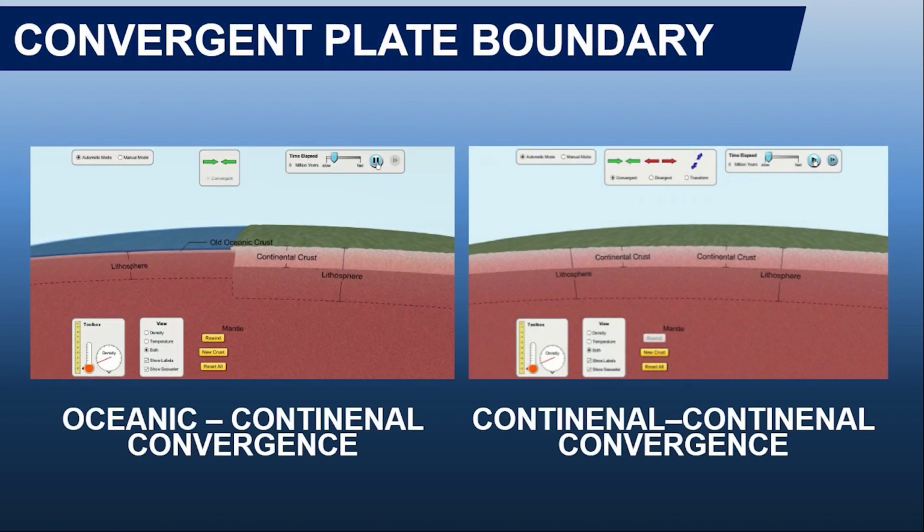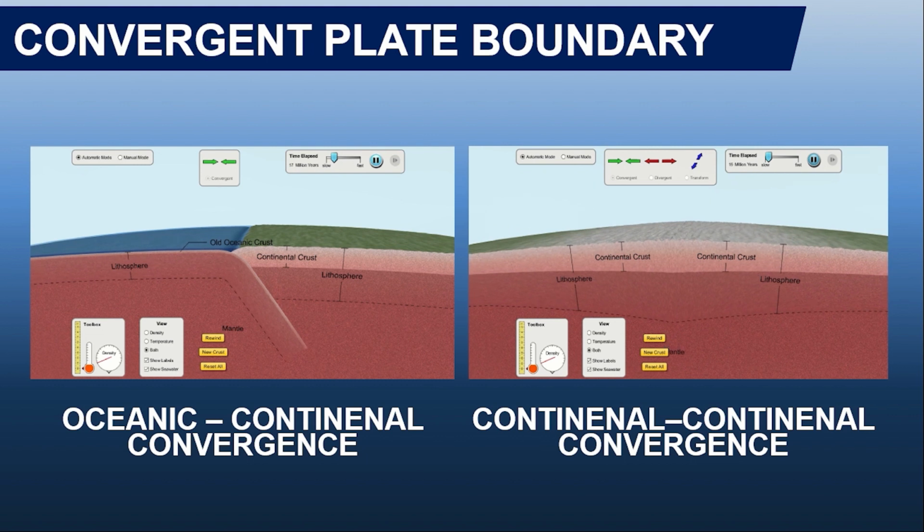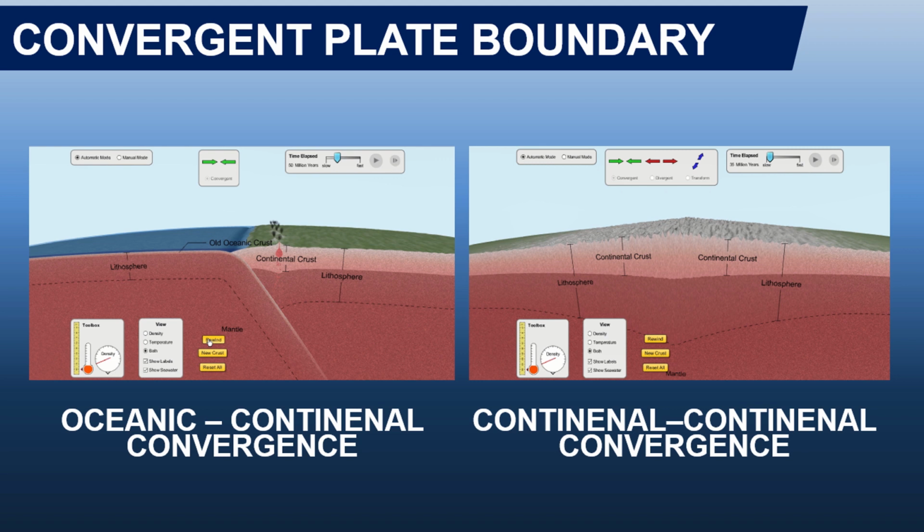Convergent plate boundary. The figure shows the convergence of oceanic and continental plates and two continental plates. Convergence of plates happens when two plates collide. This motion results in compression or subduction of plates. As the two plates continue to push, the lithosphere experiences driving and resisting forces.